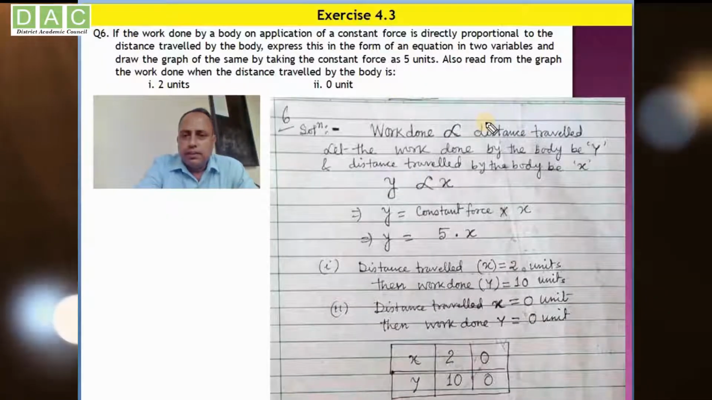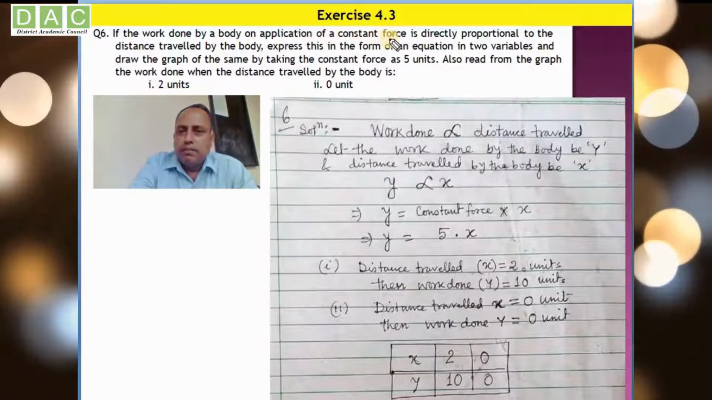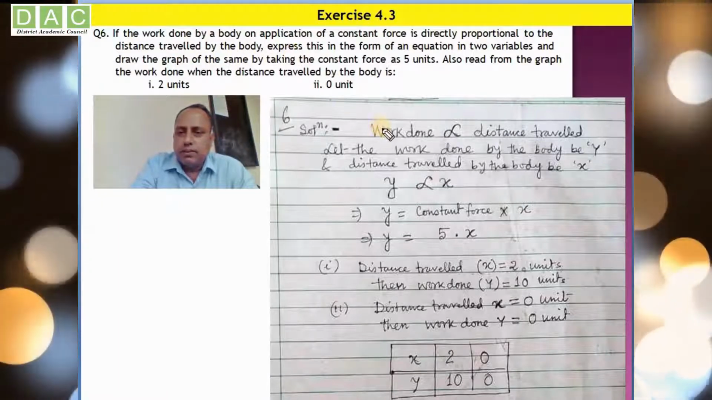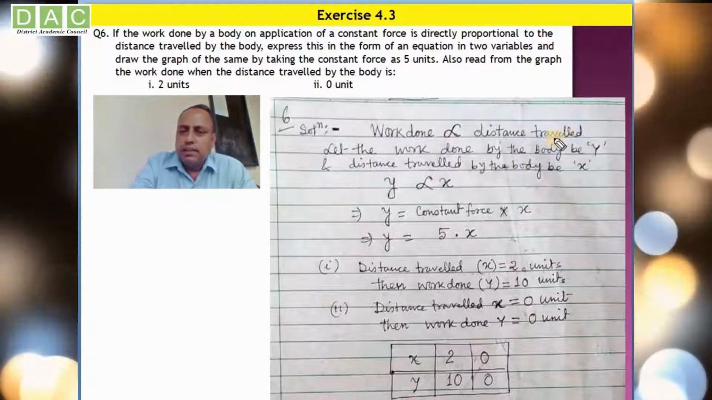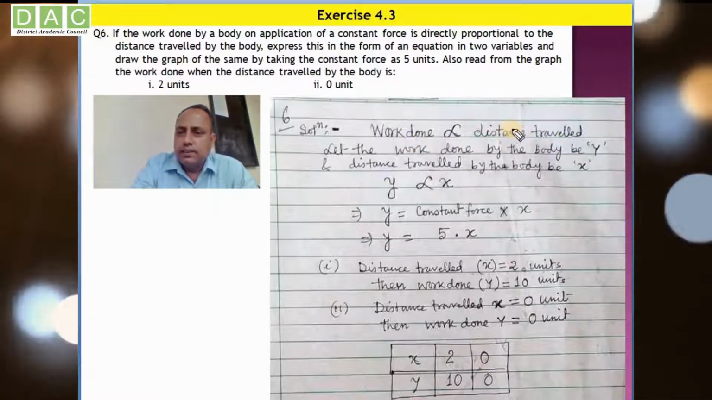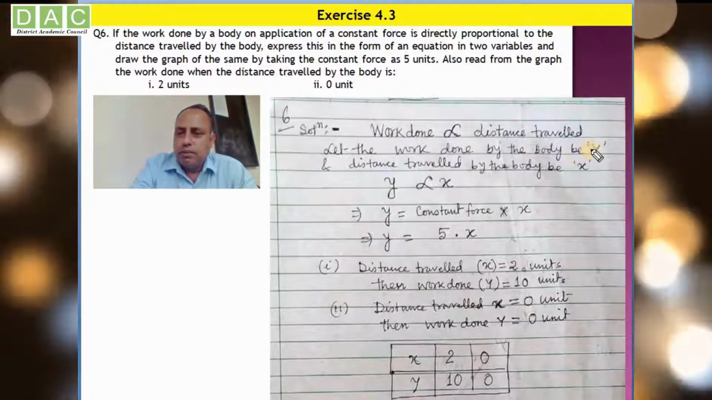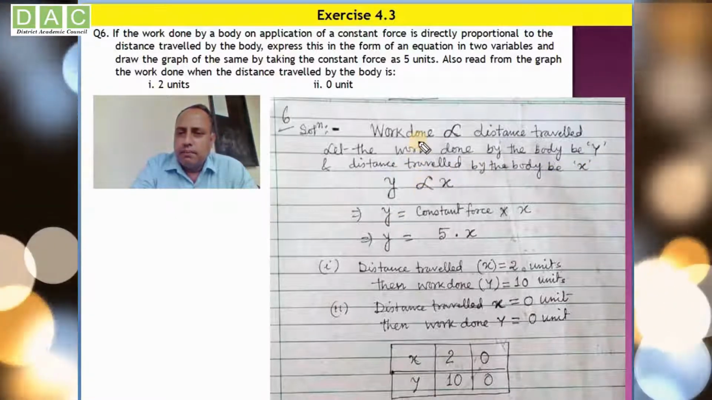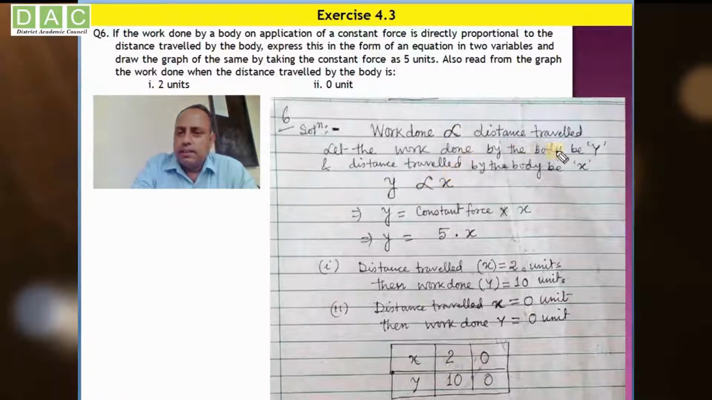Now the solution. As given in the question, work done by the body of a constant force is directly proportional to the distance traveled by the body. Work done directly proportional to the distance traveled means if the work done increases, distance also increases; if it decreases, distance also decreases. Let the work done by the body be y and the distance traveled by the body be x. Then in place of work done, we write y directly proportional to distance traveled x.